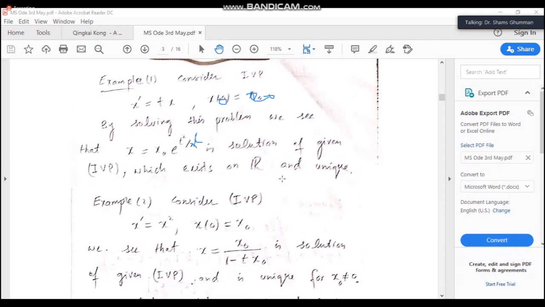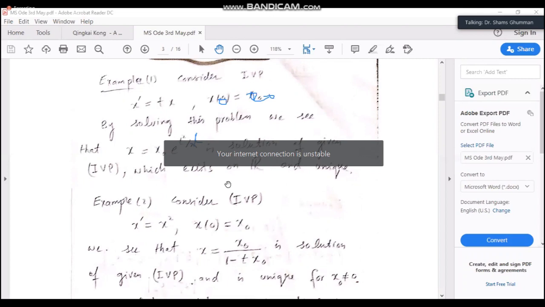This is the exponential function and the solution exists on R and is unique. This solution is unique and exists on the whole real line.